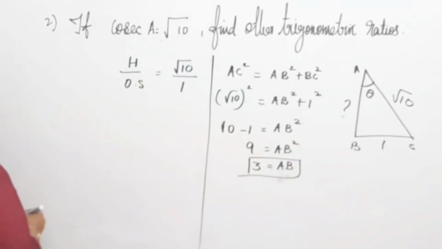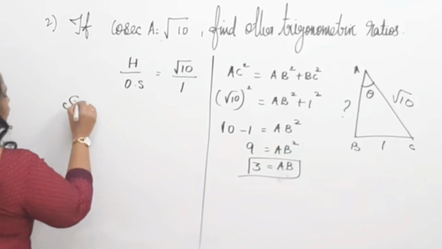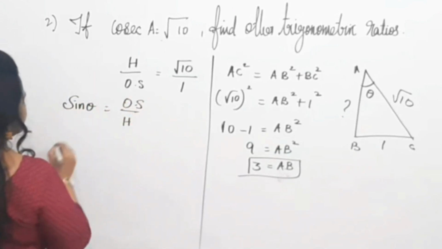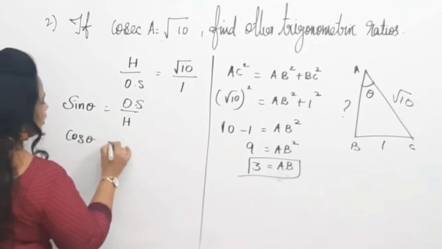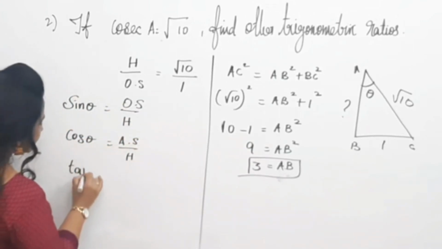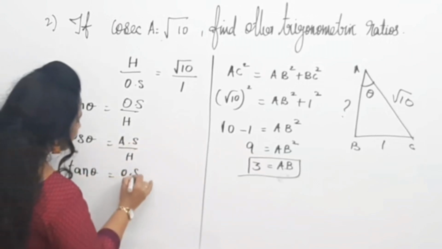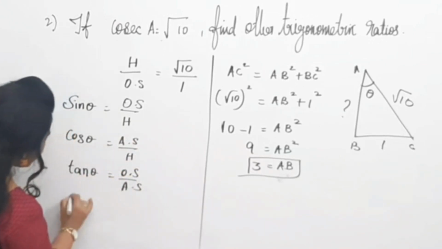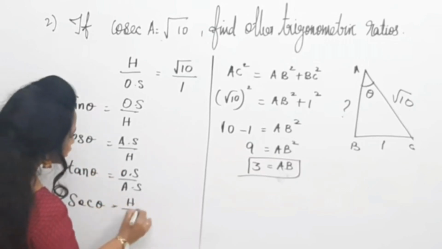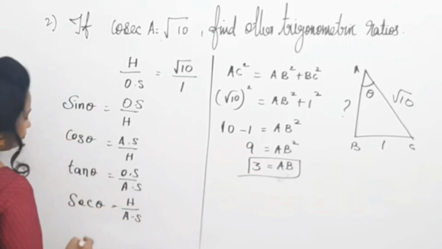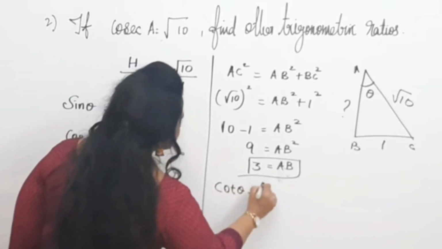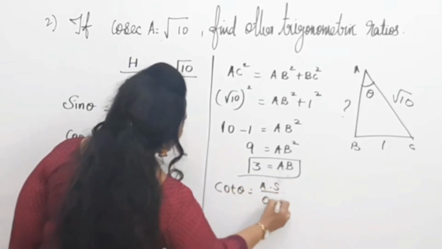Now I would go and substitute in my ratios. So sine theta is equal to opposite side by the hypotenuse. Cos theta is equal to adjacent side by the hypotenuse. Tan theta is equal to opposite side by the adjacent side. And sec theta is equal to 1 by cos, that is hypotenuse by adjacent side, and my cot theta is equal to 1 by tan, which is adjacent side by the opposite side.